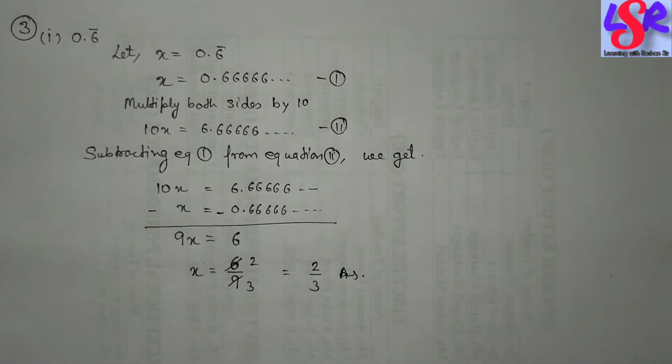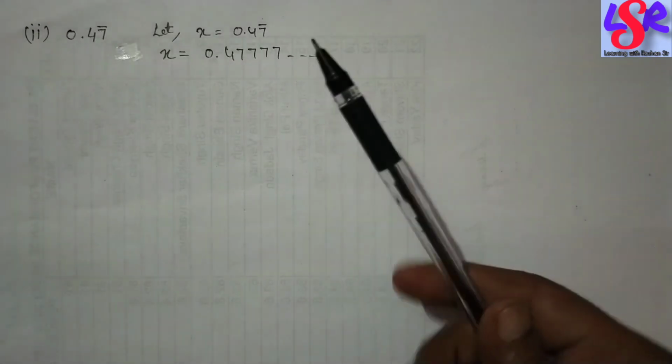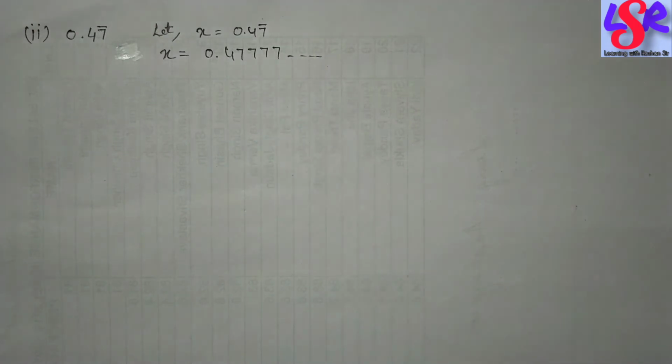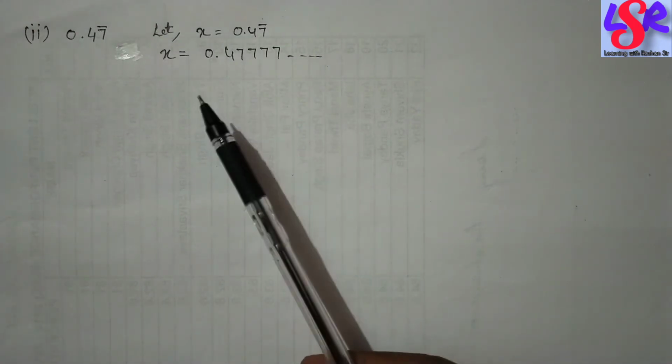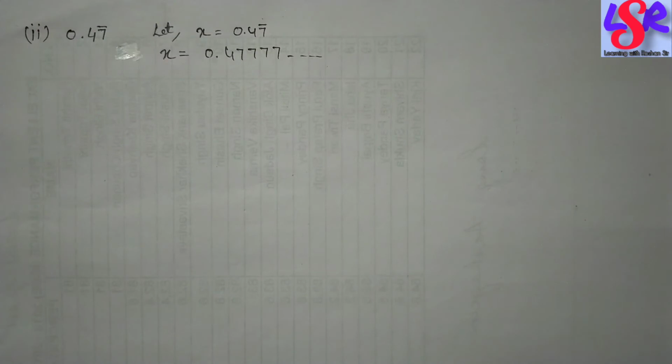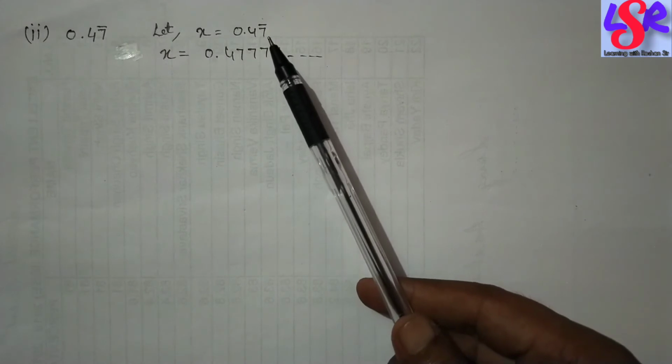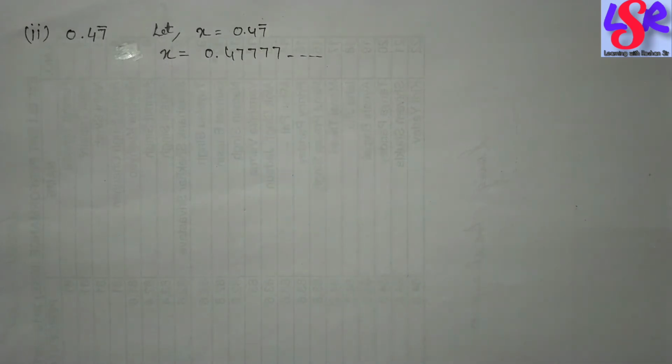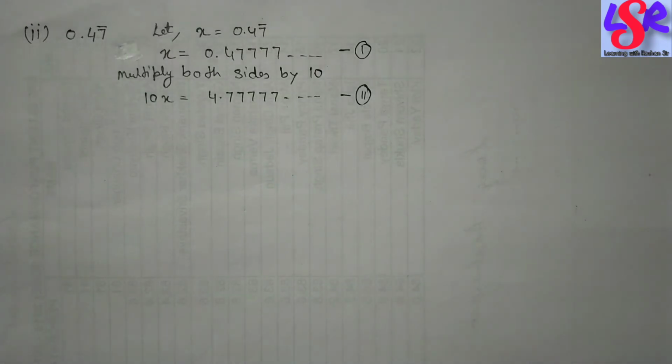Now let's see the second part of this one, and here we have 0.47 to the bar. इसमें भी सबसे पहले हम इसे x सपोज करेंगे, so let x equals to 0.47 to the bar, which can be written as 0.477 and so on. ये हमारे लिए फर्स्ट इक्वेशन भी हो जाएगा, और यहाँ पर एक डिजिट बार बार रिपीट हो रहा है तो हम लोग फिर से 10 से ही मल्टीप्लाई करेंगे, एंड वी गेट 10x इक्वल्स टू 4.77 एंड सो ऑन.